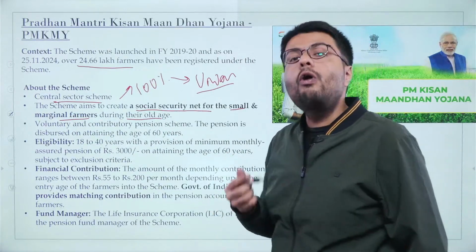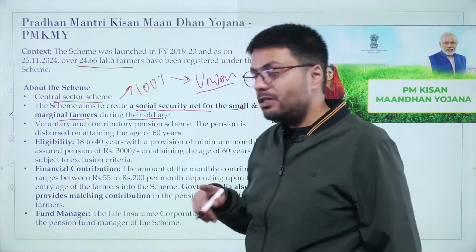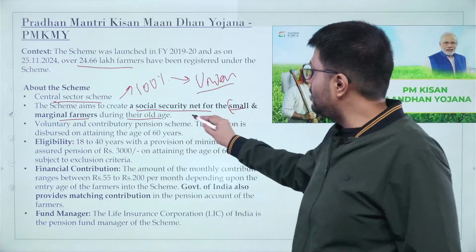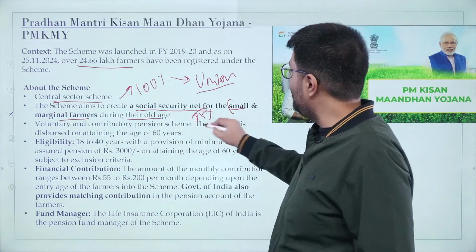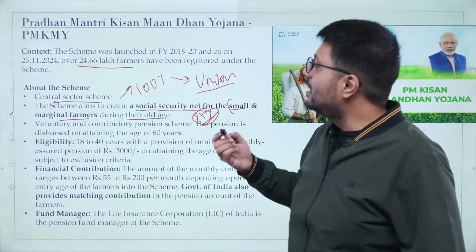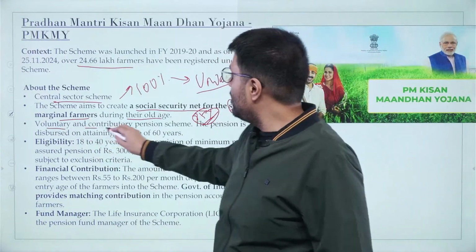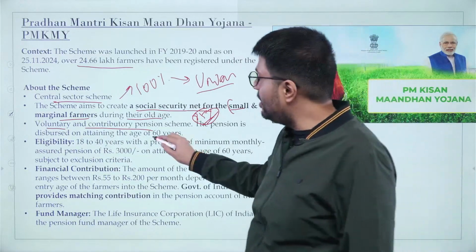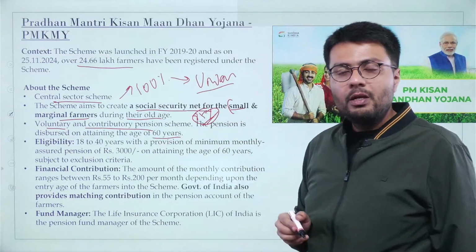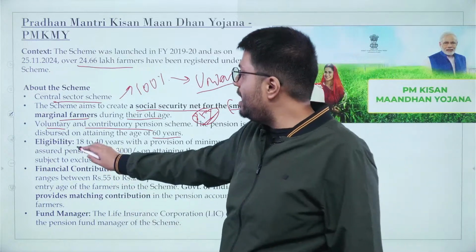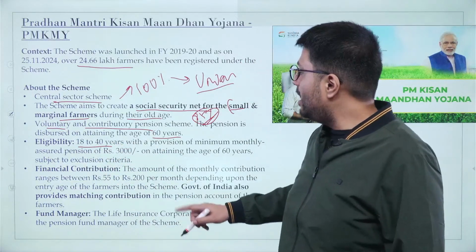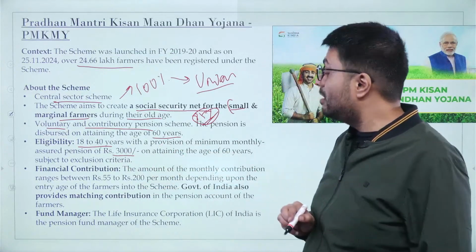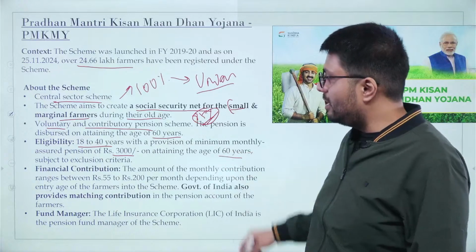Now, are only small and marginal farmers eligible? The answer is no. All farmers are eligible, but this is focusing more on small and marginal farmers, which consist of almost 85% of total farmers in our country. Now, it is a voluntary and contributory pension scheme, and the pension will be available to farmers after they attain the age of 60 years. The farmers who are eligible are between 18 to 40 years, and they are to get a minimum monthly pension of rupees 3,000 after they attain 60 years.